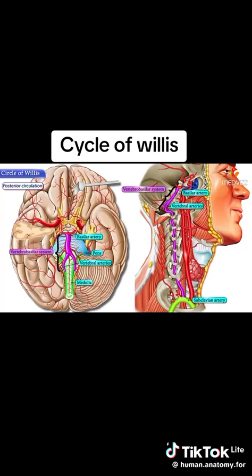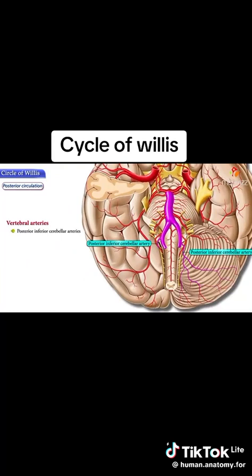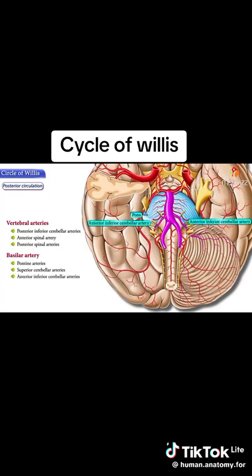The vertebral arteries also give off the following branches which run somewhat downwards: the posterior inferior cerebellar arteries, anterior spinal arteries, and posterior spinal arteries. The basilar artery runs upwards in the midline, that is, ventral to the pons. From the level of the lower border of the pons, it gives off the pontine branches, also known as the pontine arteries, superior cerebellar arteries, and anterior inferior cerebellar arteries.